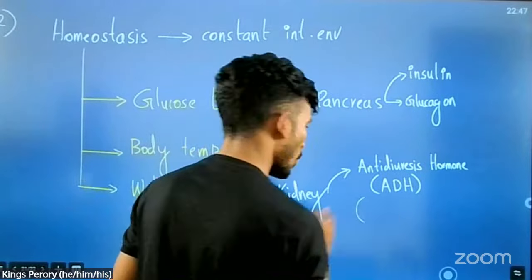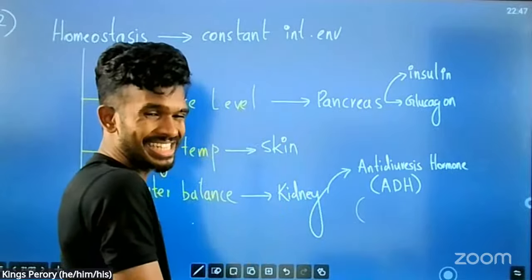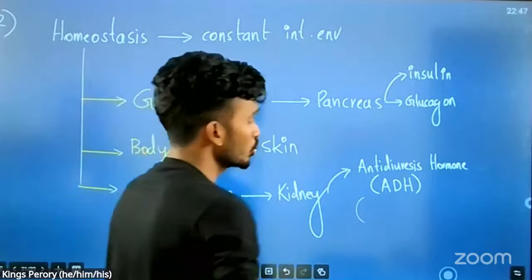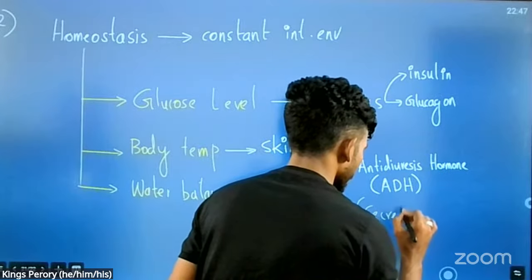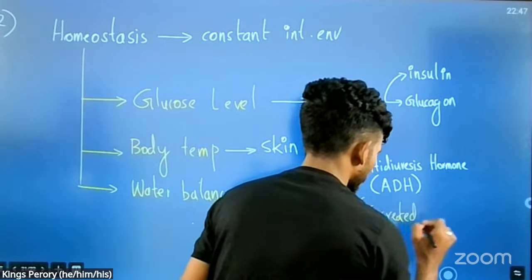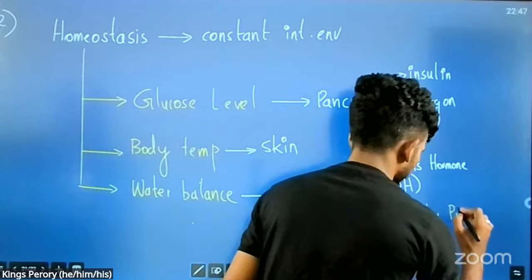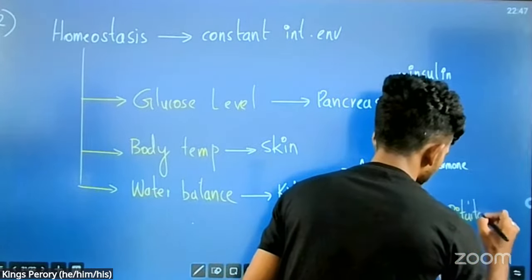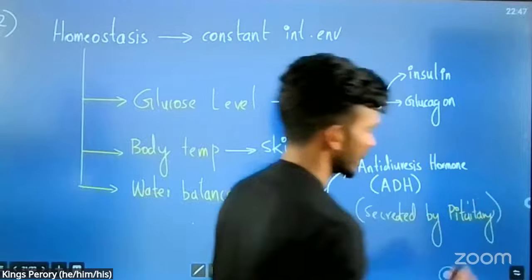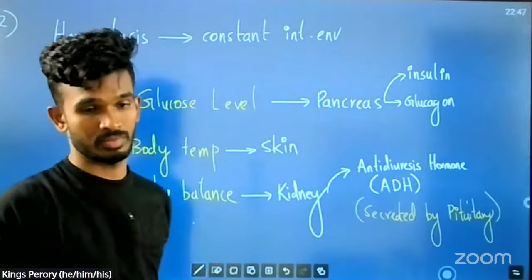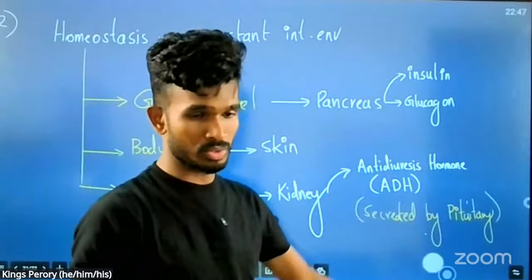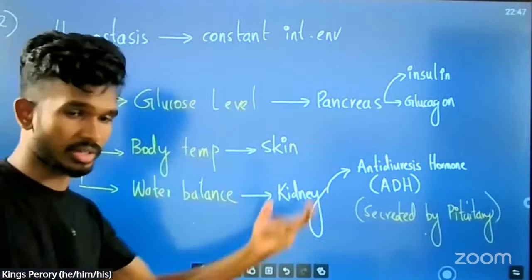Who can remember what secretes ADH? Our pituitary gland. It is secreted by the pituitary gland, and it comes and acts on the kidney. Secreted by pituitary and comes and acts in kidney.